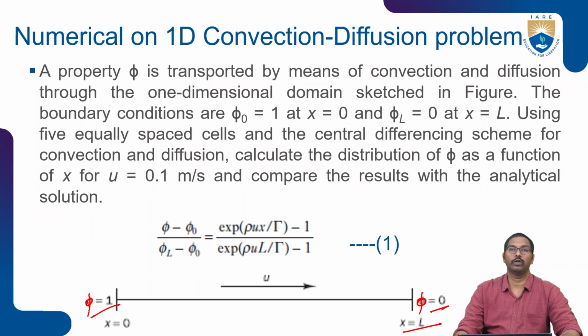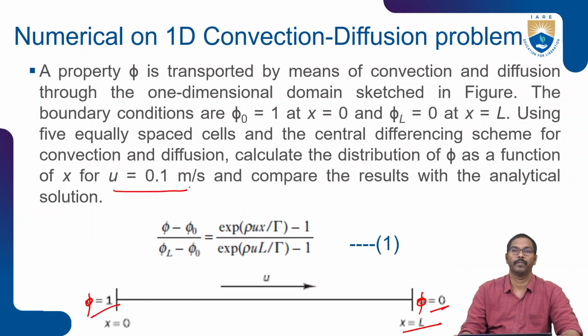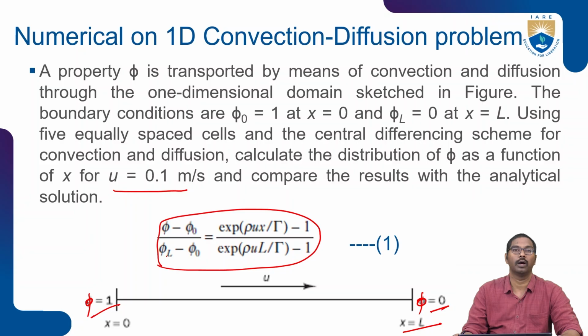Using 5 equally spaced cells and the central differencing scheme, calculate the distribution of pi as a function of x for u equal to 0.1 meters per second and compare the results with the analytical solution. Here the analytical solution is given by the equation (pi minus pi naught) upon (pi L minus pi naught) equal to (exponential of rho u x upon gamma minus 1) upon (exponential of rho u L upon gamma minus 1).